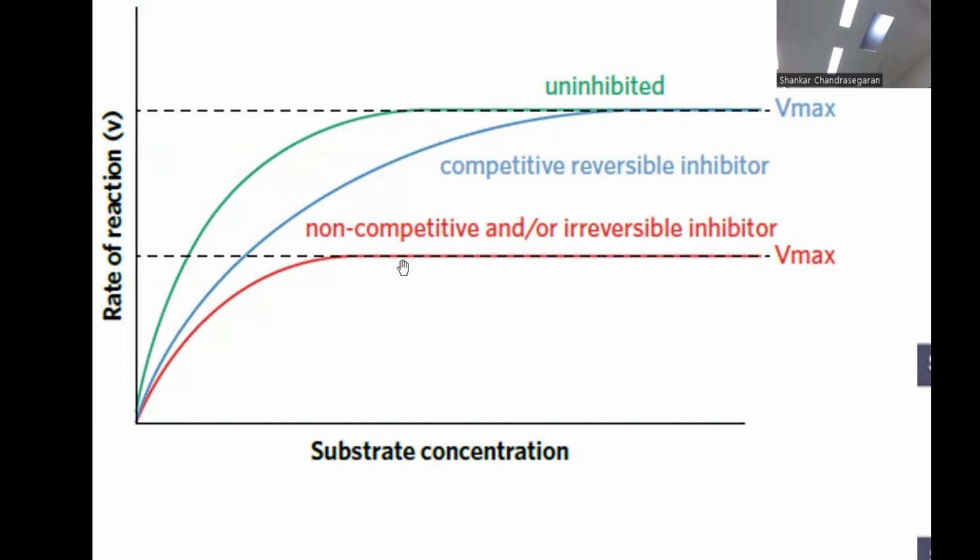Now let's look at reversible inhibition, usually with competitive reversible inhibition. Essentially, the rate of reaction rises and rises until it reaches a point where the substrate concentration is overtaking the inhibitor molecule concentration.